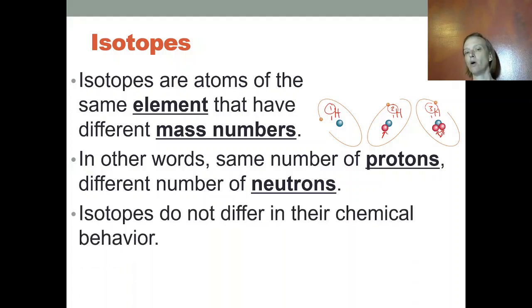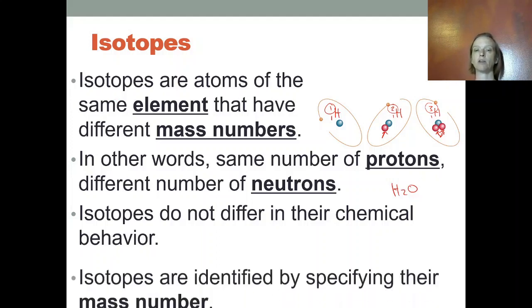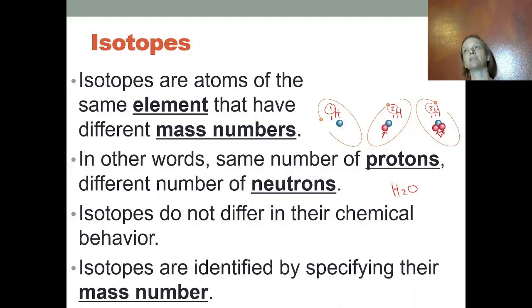It's important to know that isotopes do not differ in their chemical behavior. Hydrogen, whether it's hydrogen with a mass of 1, 2, or 3, will react with oxygen to make water, H2O. It doesn't matter what version of hydrogen I have. They go through the same chemical reactions. But they do differ in their radioactivity and their nuclear properties.